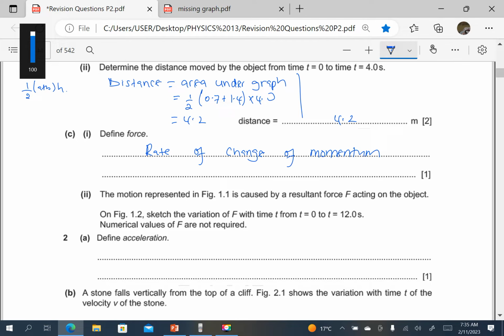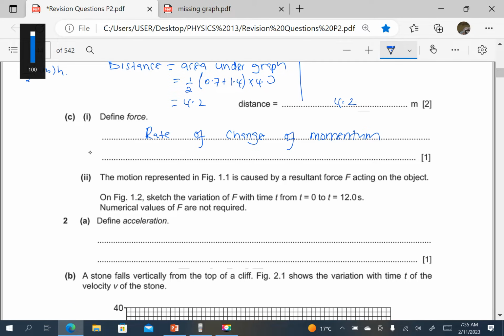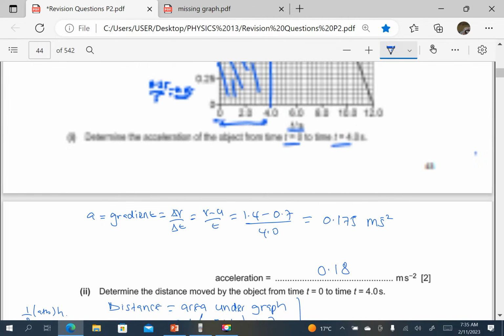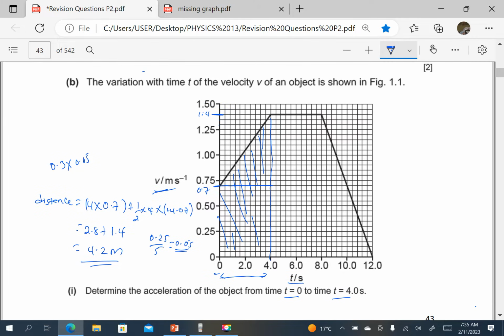The motion represented in figure 1.1 is caused by a resultant force F acting on the object. On figure 1.2, sketch the variation of F with the time t from t equals 0 to t equals 12.0 seconds. Numerical values of F are not required. Now, this is where I have made a mistake. I didn't capture the grid, but we can still first come up with this graph. We want to sketch a graph of F against time from t equals 0 to t equals 12 seconds.